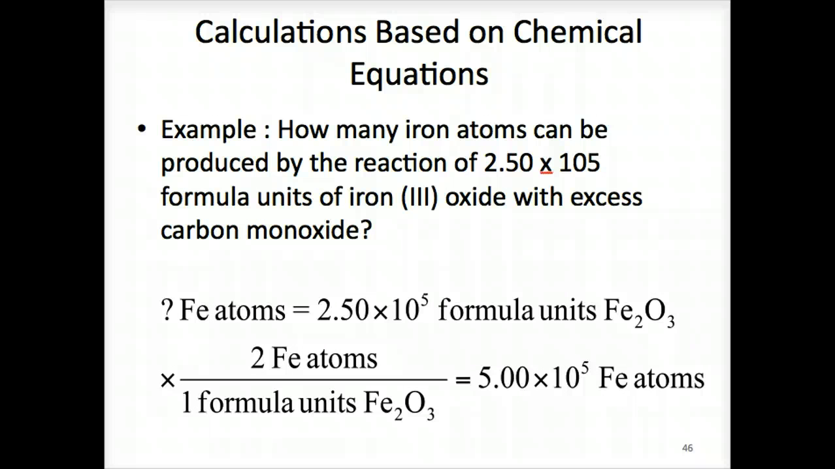Let's go some more. How many iron atoms can be produced by the reaction of 2.5 times 10 raised to the 5th power formula units of iron oxide? Let's see. If I have 2.5 times 10 to the 5th formula units of iron oxide, 1 formula unit of iron oxide contains 2 iron atoms. That means I have 5 times 10 to the 5th iron atoms.